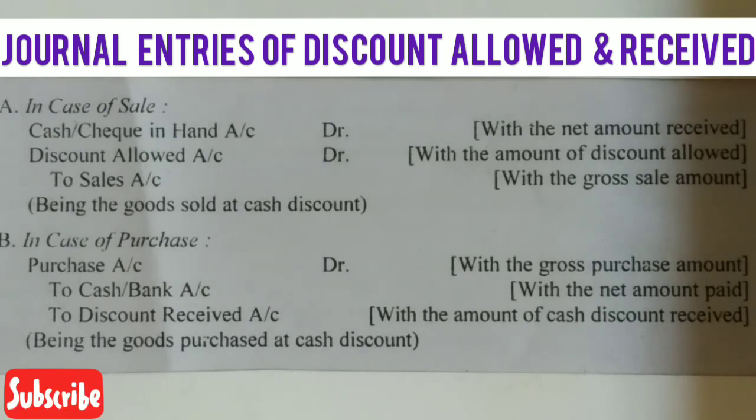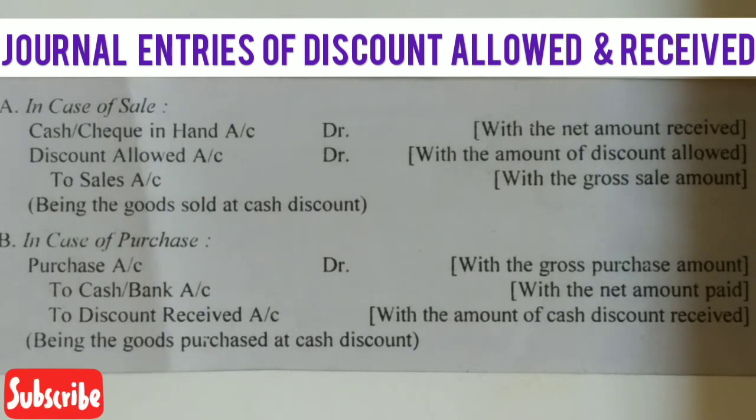Meaning to say, if cash is received, cash account will be debited. If check is received and not deposited in bank, then you will write check in hand account debit. If check is received and deposited in the bank on the same day, then you can write bank account debit. So the entry would be cash or check in hand or bank account debit with the net amount. Whatever amount of discount you have given, that will be debited. This is cash discount allowed.